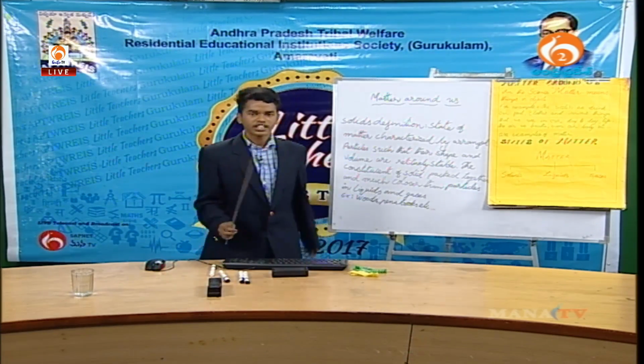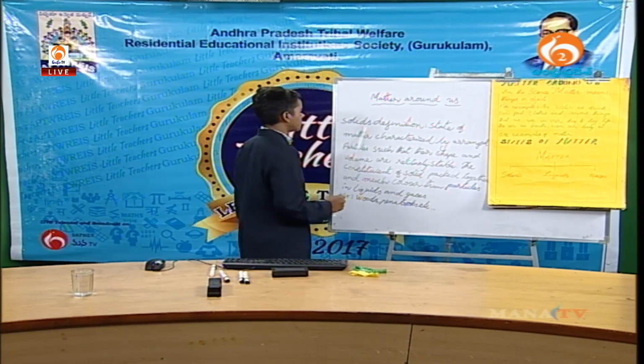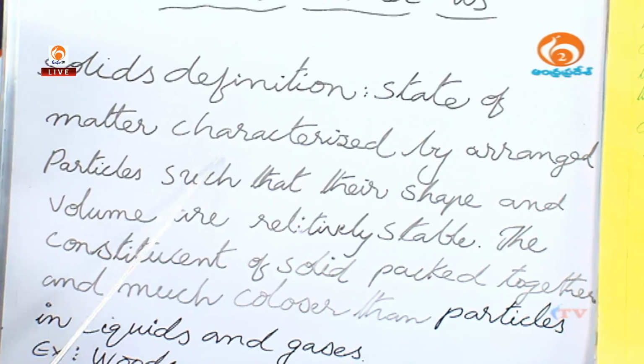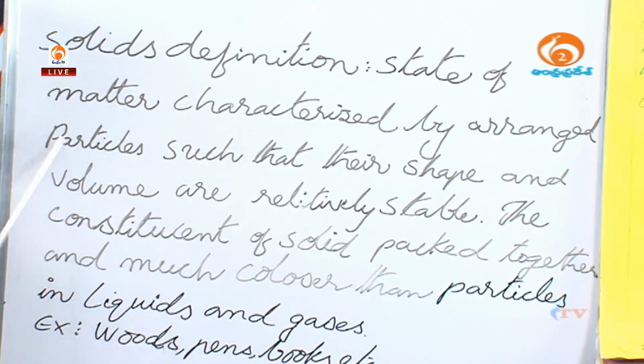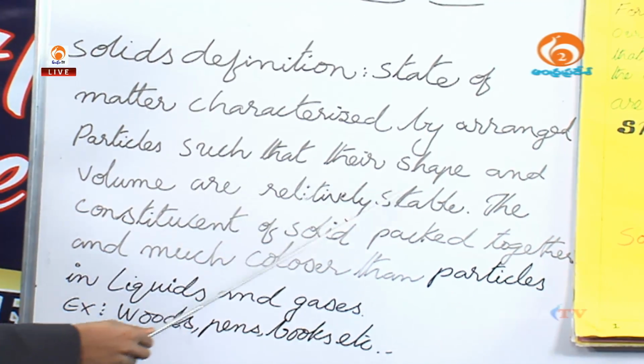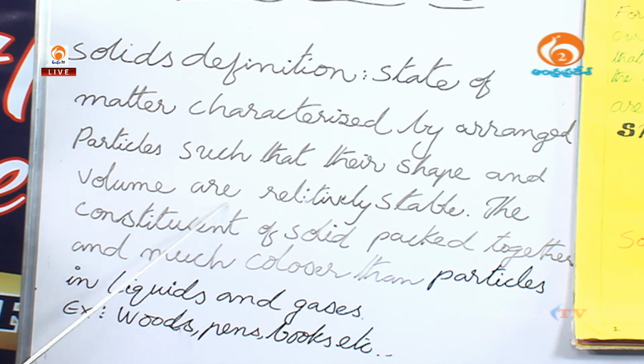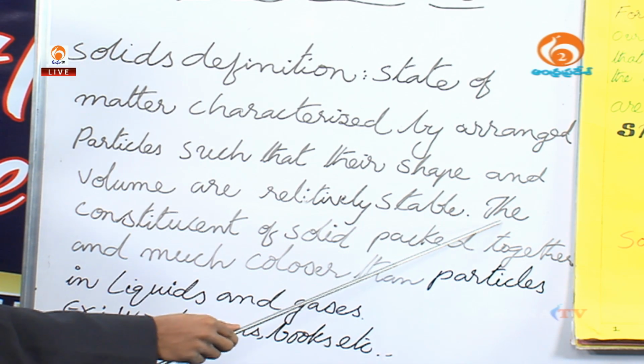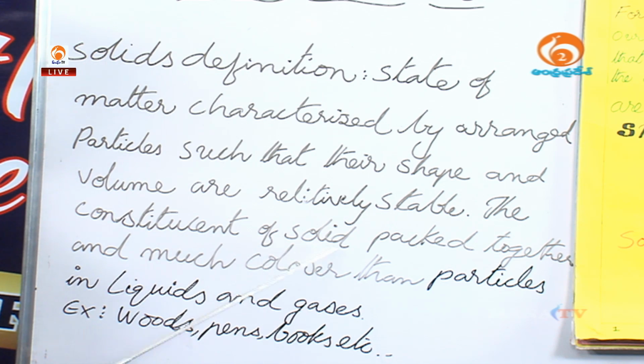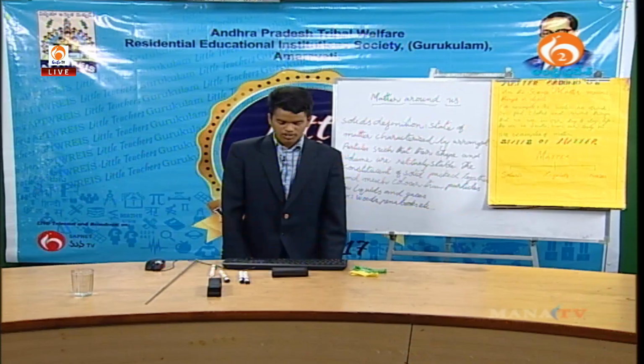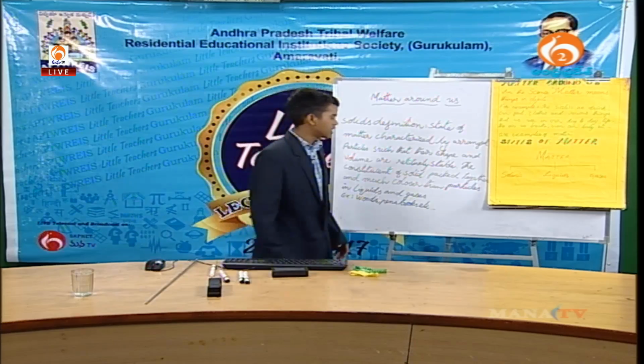Okay friends, now see here. Solid definition: a state of matter characterized by particles arranged such that their shape and volume are relatively stable. The constituents of solid are packed together much closer than particles in liquids and gases. For example, wood, pen, book, iron. These are all examples of solids.